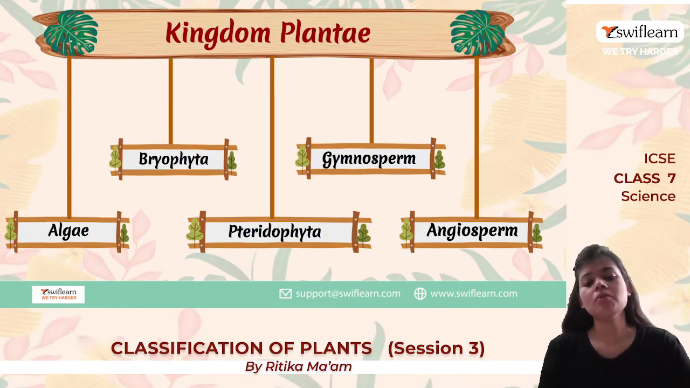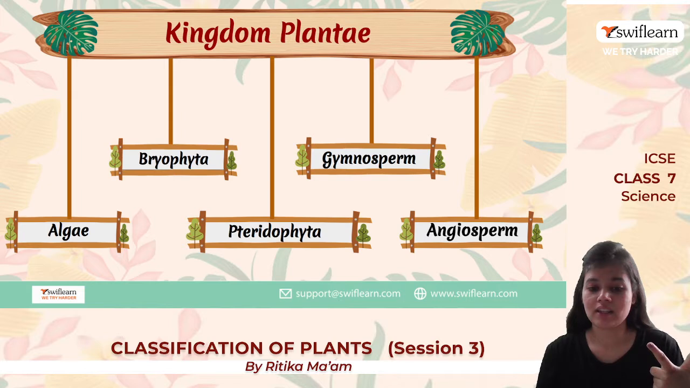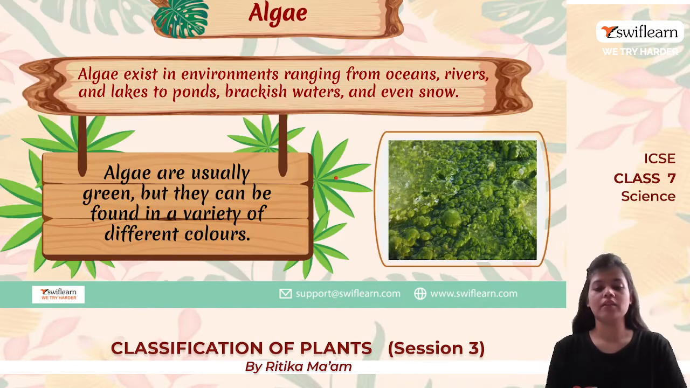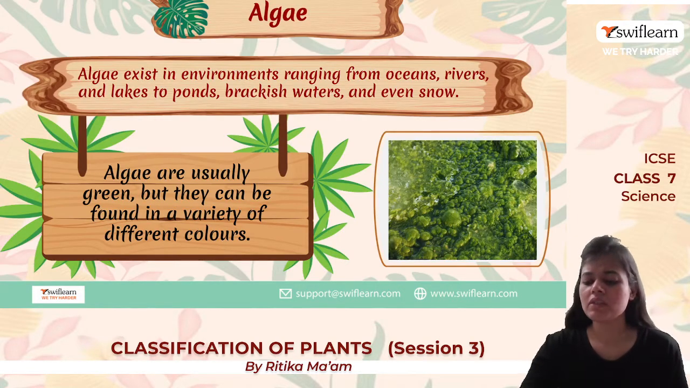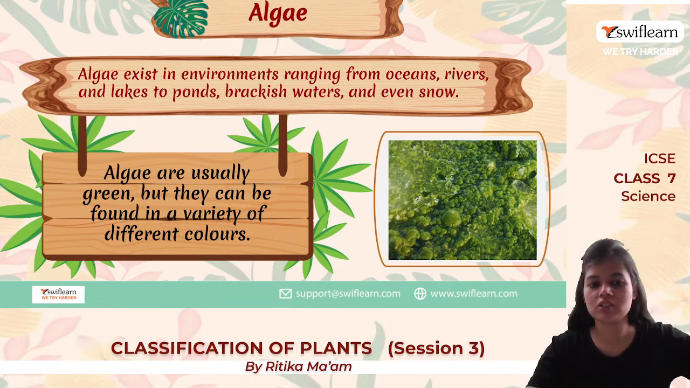Now, in kingdom Plantae, we again have a classification of algae, bryophyta, pteridophyta, gymnosperms, and angiosperms. So these are the 5 classifications, and we are going to start with algae. Now, obviously, every one of you might have seen in some lakes, ponds, oceans, etc., the green color layer which covers the water, right? So those are algae.